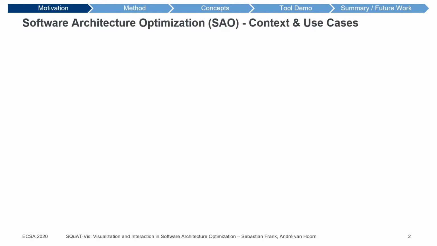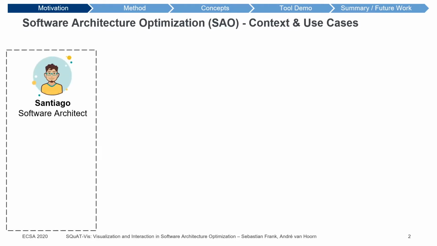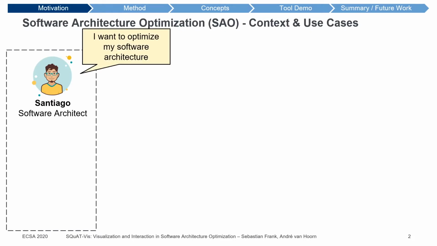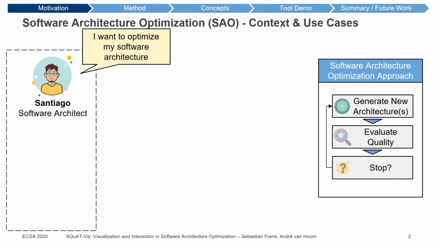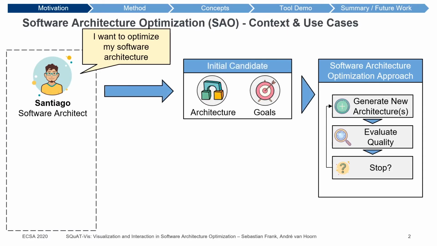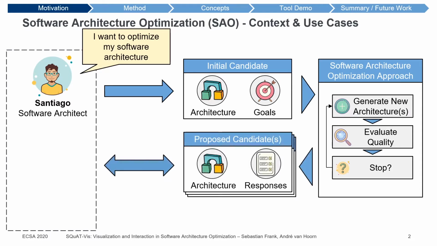Before I go into more detail about SQuAT-Vis, let us have a look at the domain of software architecture optimization. First, there is the software architect. Let us call him Santiago. Santiago wants to optimize his software system. He just has to pick one of the existing software architecture optimization approaches out there. He has to provide an architectural description of his initial candidate and some optimization goals. As a result, he gets one or even multiple proposals, their architectural description and response values showing the goal satisfaction.